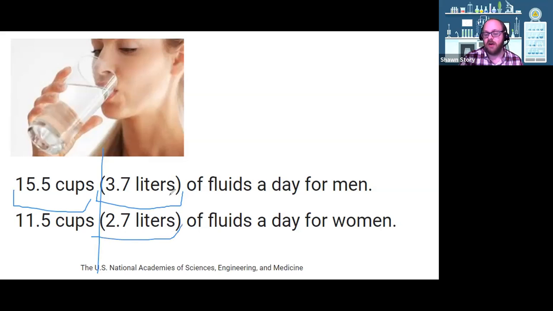So they're saying you should get over 2.5 liters or 11.5 cups. Now remember, this is like baking cups, or fluid ounces. It's not like a glass. A glass is bigger than a cup. Are you getting that much water in a day?